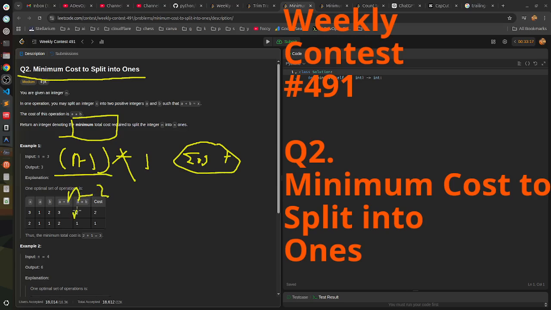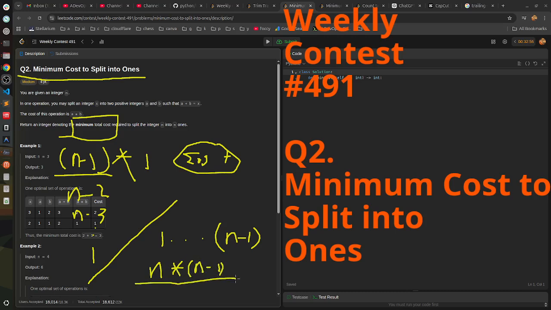which converts this problem to how do we calculate the summation of numbers from 1 to n minus 1, which is n times n minus 1 divided by 2. This is the final result we are looking for.